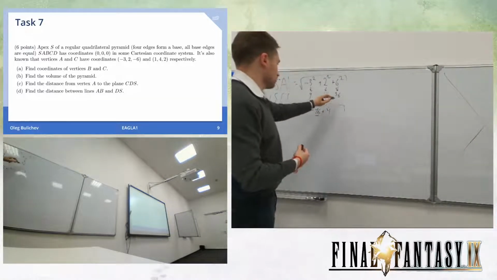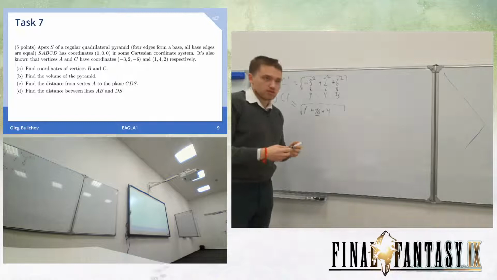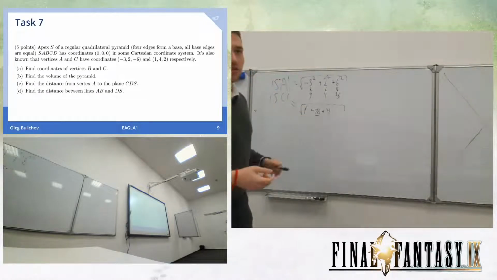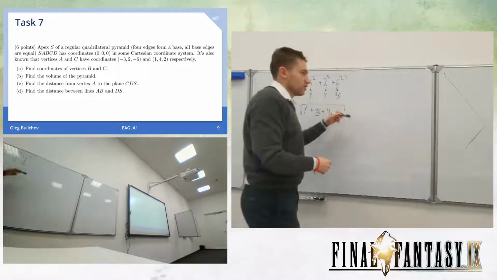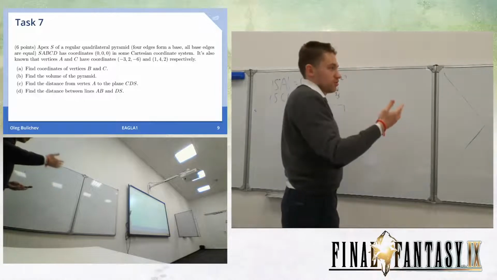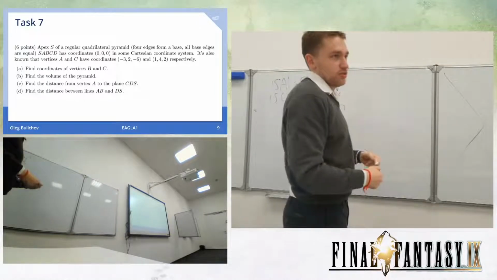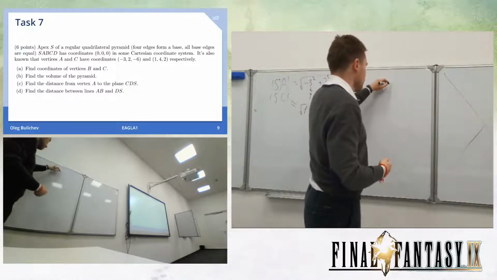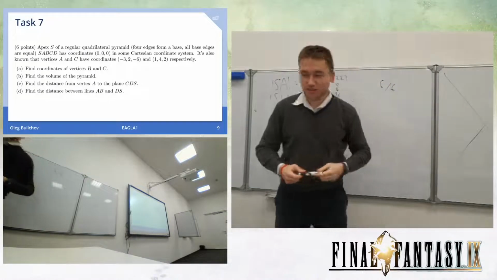We even don't need to calculate, we can see that it's wrong. So we can write: by contradiction, it's wrong. We cannot solve this task. The task is wrong. You get 6 out of 6 because you prove that it cannot be solved.